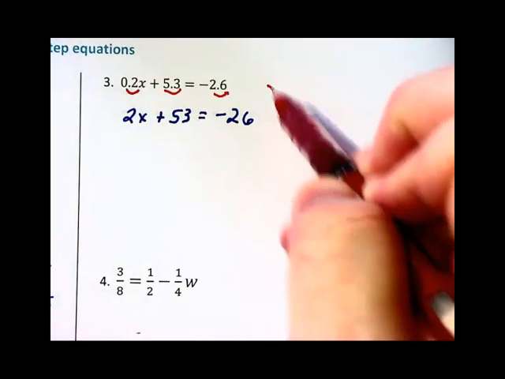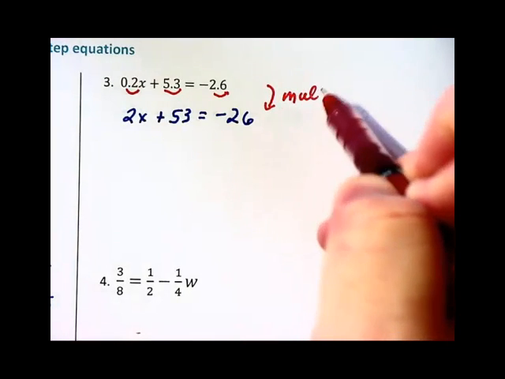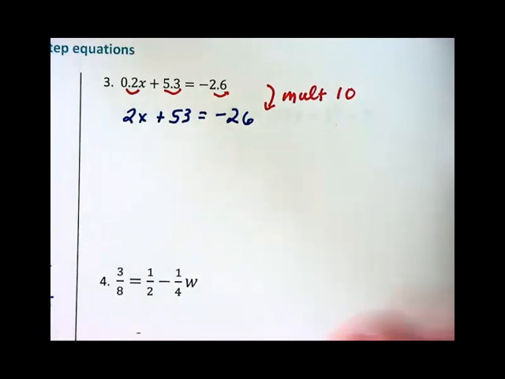So let me write that down here. What we just did was we multiplied by 10, and that moves all the decimals one place to the right. Had we multiplied through by 100, all the decimals would have moved 2 places to the right.